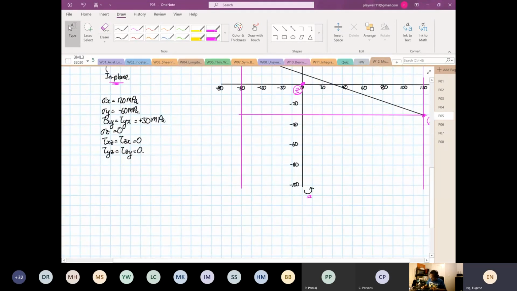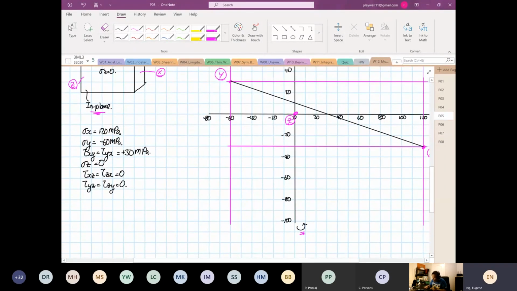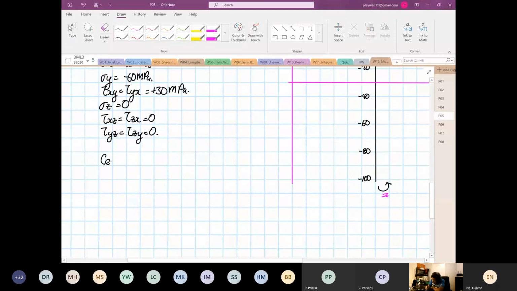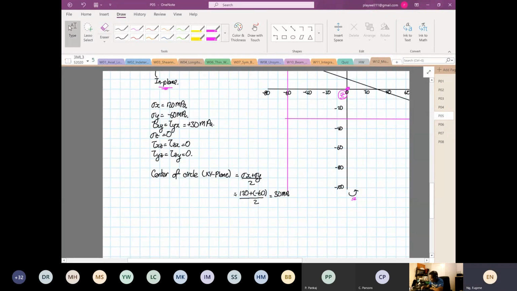So the first thing we're going to calculate, all right, is the center of the circle. So when it's xy, it's the xy plane, okay? So we're going to calculate the center of circle, xy plane. So this is equal to stress x plus stress y divided by 2. So stress x is 120 plus minus 60 divided by 2. So this will be equal to 30 megapascal. Okay, which is what we have drawn down here.